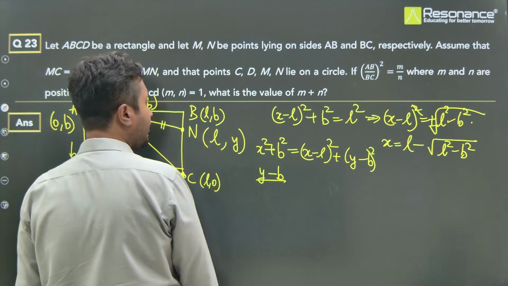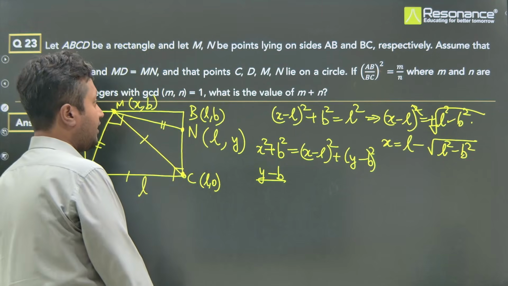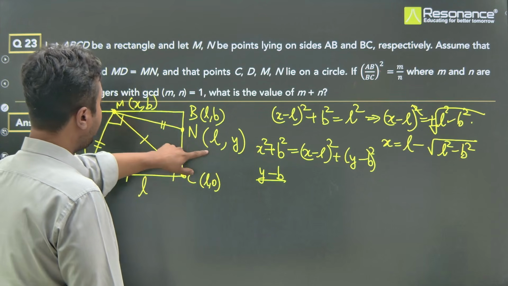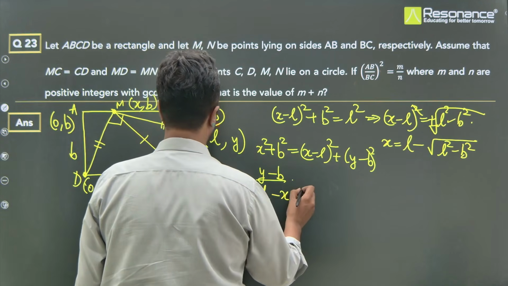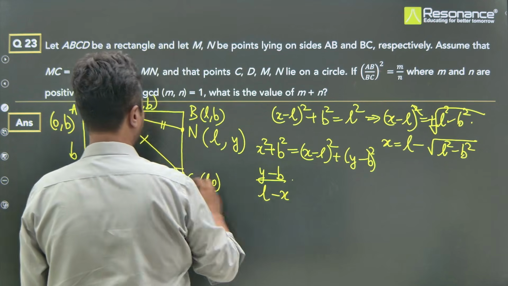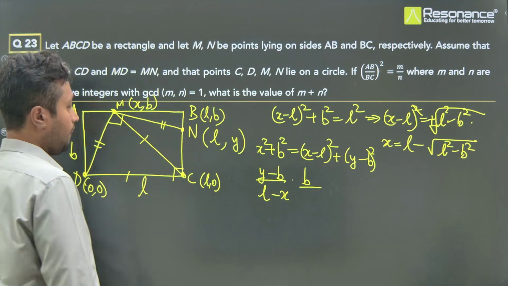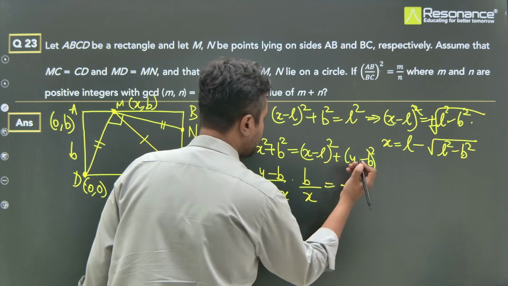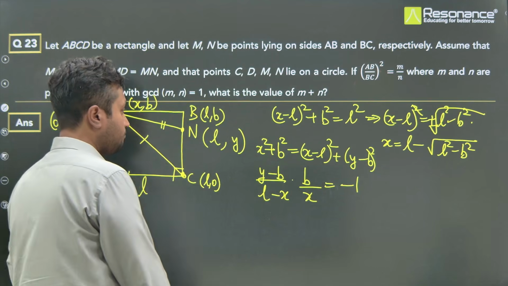So from all of that you can really work out the value of whatever we need. Okay, so y minus b divided by L minus x into the product of this slope, which is b divided by x, right? B minus 0 divided by x minus 0. This product you want that to be equal to minus 1.